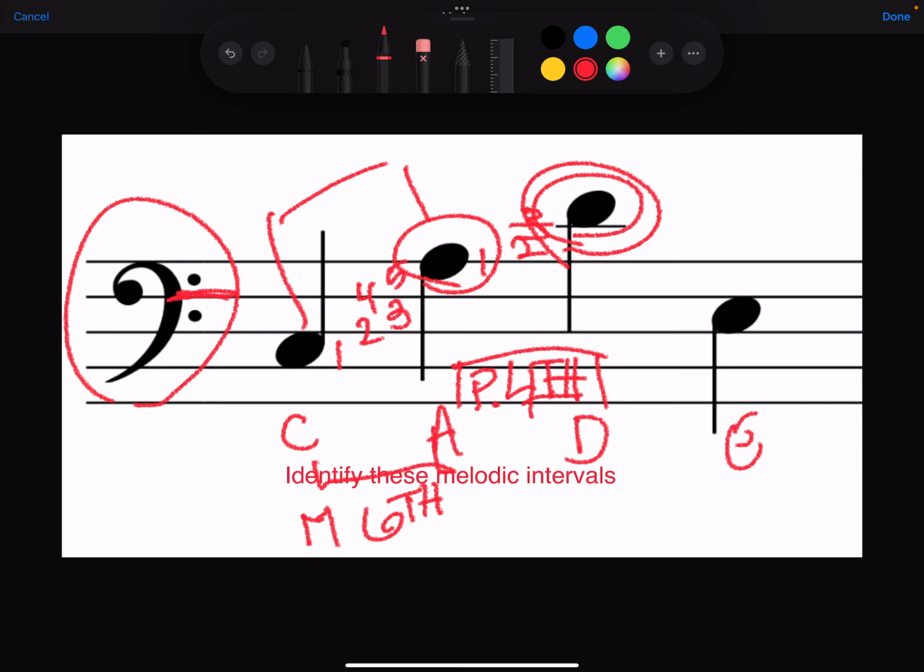Should mention also that the only intervals that are perfect are unisons, octaves, fourths, and fifths, or the compound interval if you extend beyond the octave. So in this case, this is a perfect fourth.